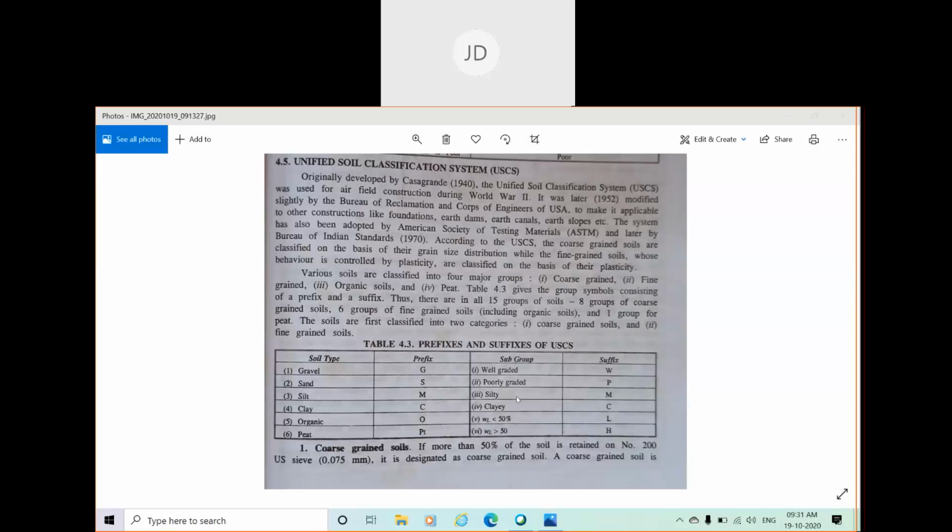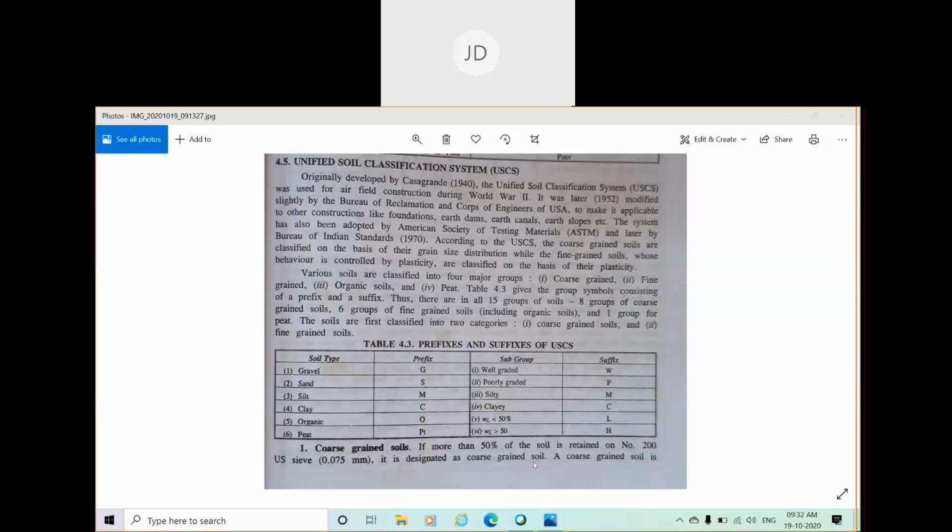These are some symbols that are going to be used for the classification of coarse grained soil under Unified Soil Classification System. Now we'll first discuss coarse grained soil. We already discussed what coarse grained soil means. If more than 50% of the soil is retained on the 0.075 millimeter IS sieve, which is also given by a number, that is 200 number US sieve, you can represent it by the 200 number sieve or by the size of the sieve, 0.075 millimeter size. It is designated as coarse grained soil.